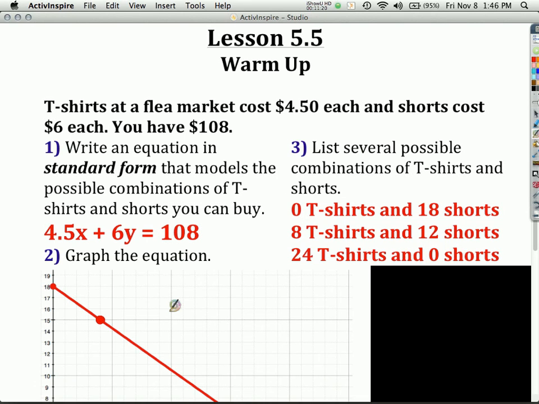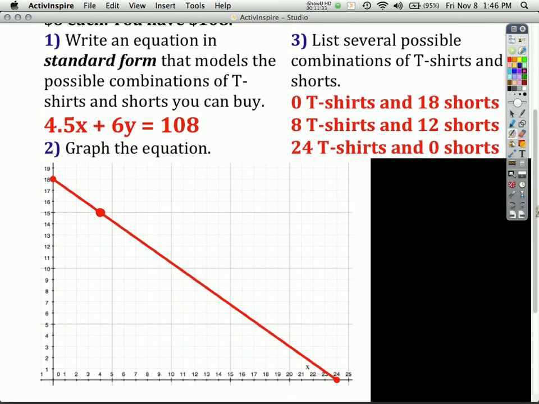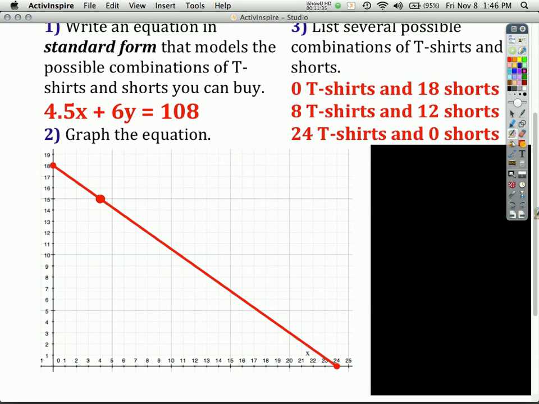How many combinations are there that will come out to exactly 108? There are 7. And only 7. So there's lots of combinations of T-shirts and shorts, but there's only certain ones that will come out to exactly 108.